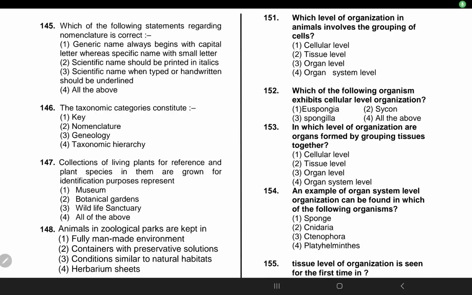So coming to the zoology, the animal kingdom. Let's see the questions from animal kingdom. Which level of organization involves grouping of cells? That is none other than tissue level of organization. Grouping of cells together, we call it as tissue.